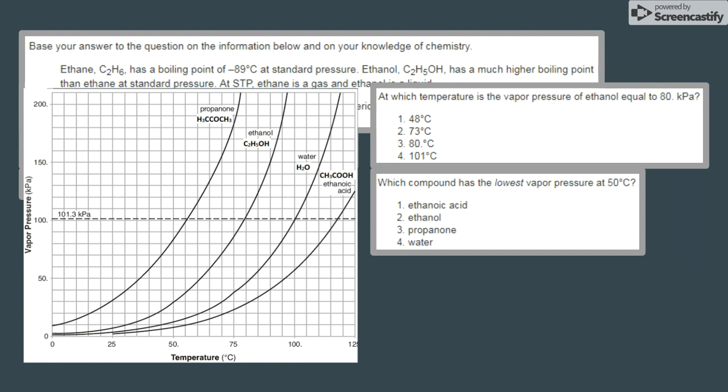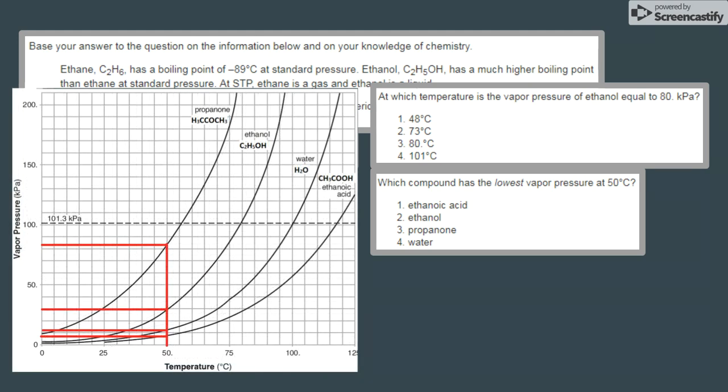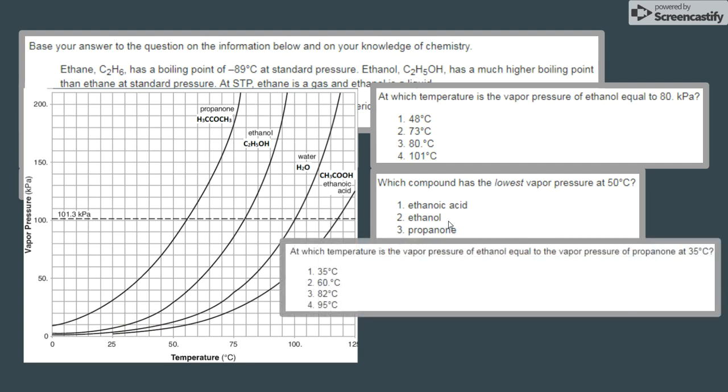Which compound has the lowest vapor pressure at 50 degrees Celsius? If you locate 50 degrees Celsius on the x-axis and find the corresponding vapor pressure for each of these curves, you can see that the lowest vapor pressure exerted at 50 degrees Celsius is from ethanoic acid, which basically means at 50 degrees Celsius, its vapor is providing the least force against the atmosphere. So the answer has to be 1. Let's look at this problem.